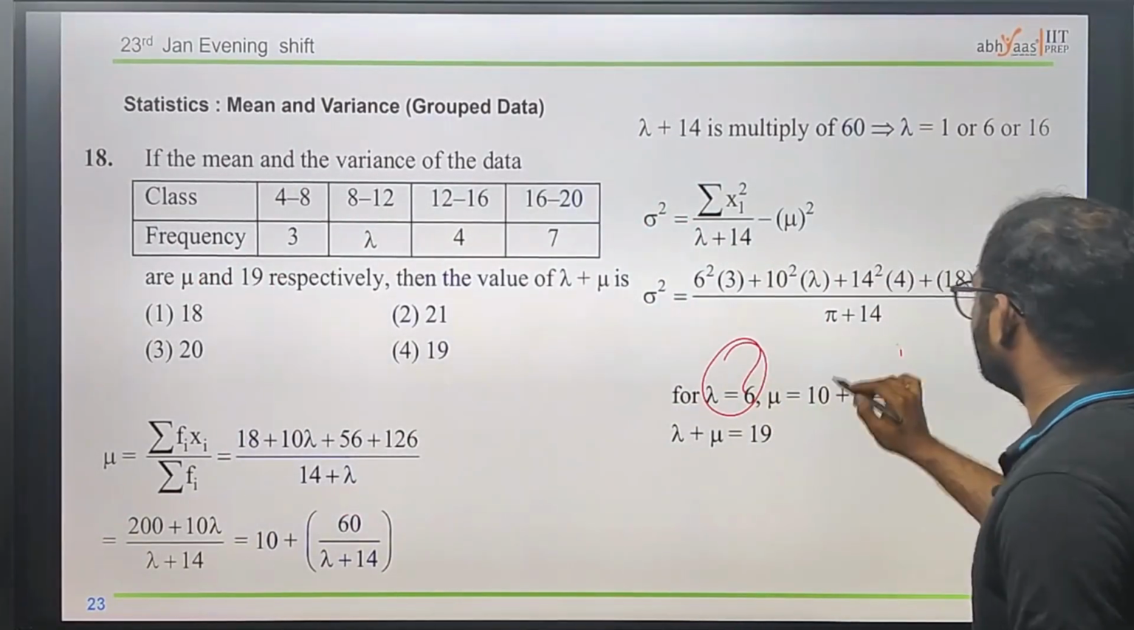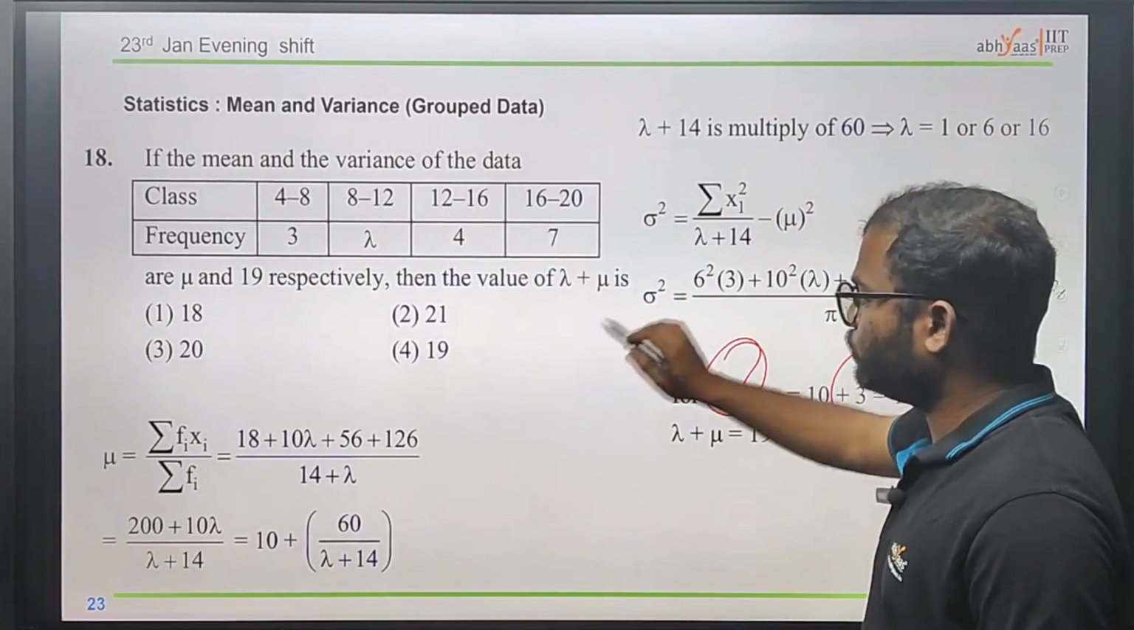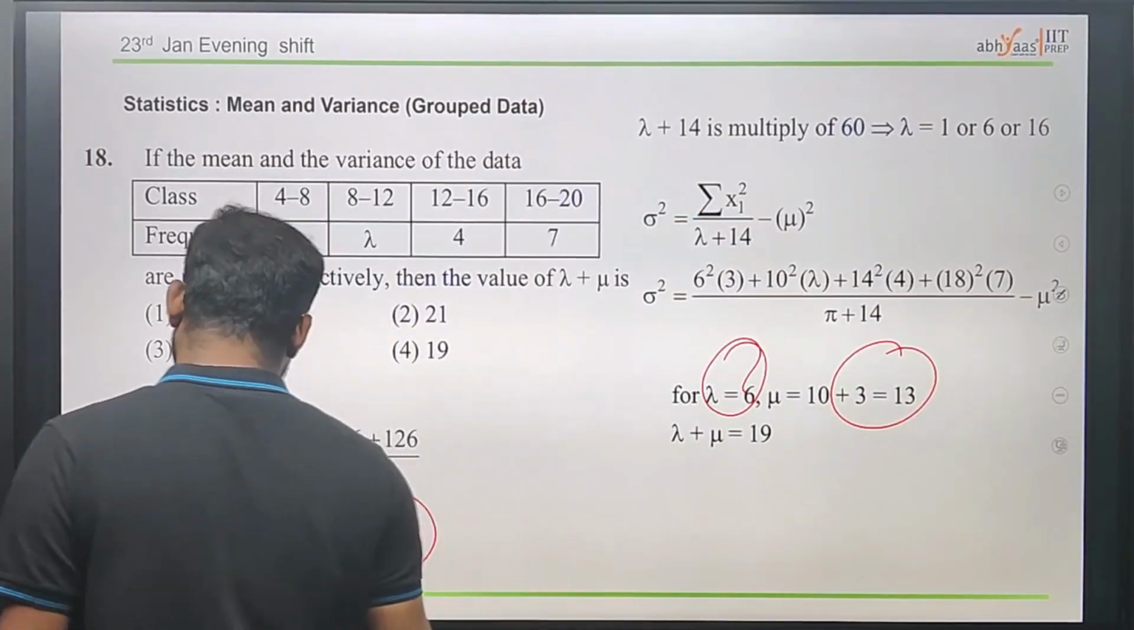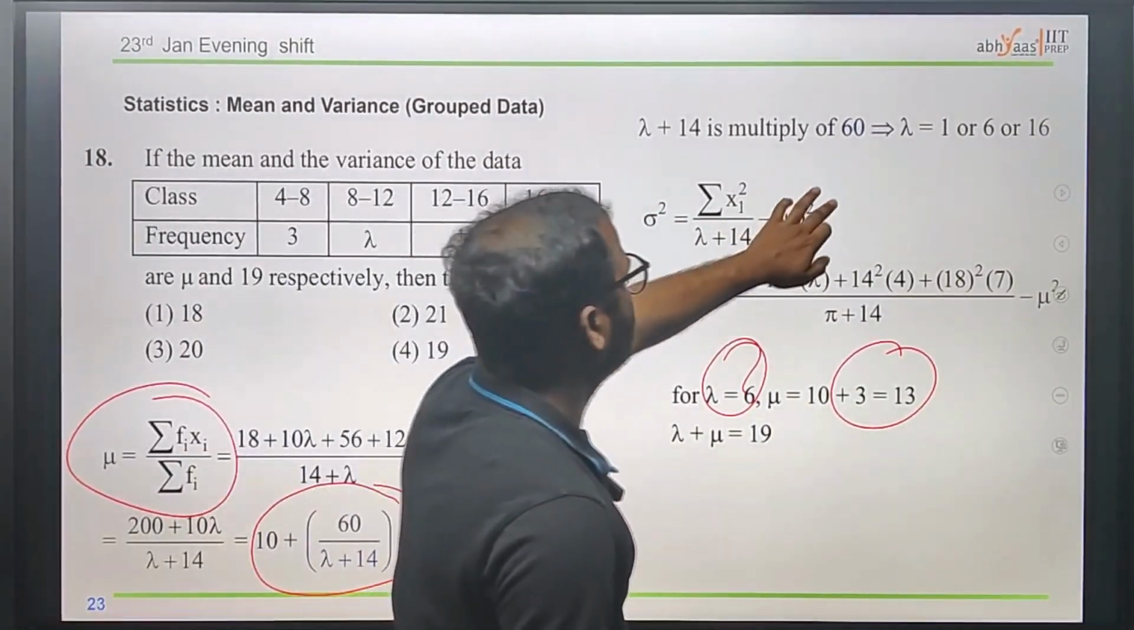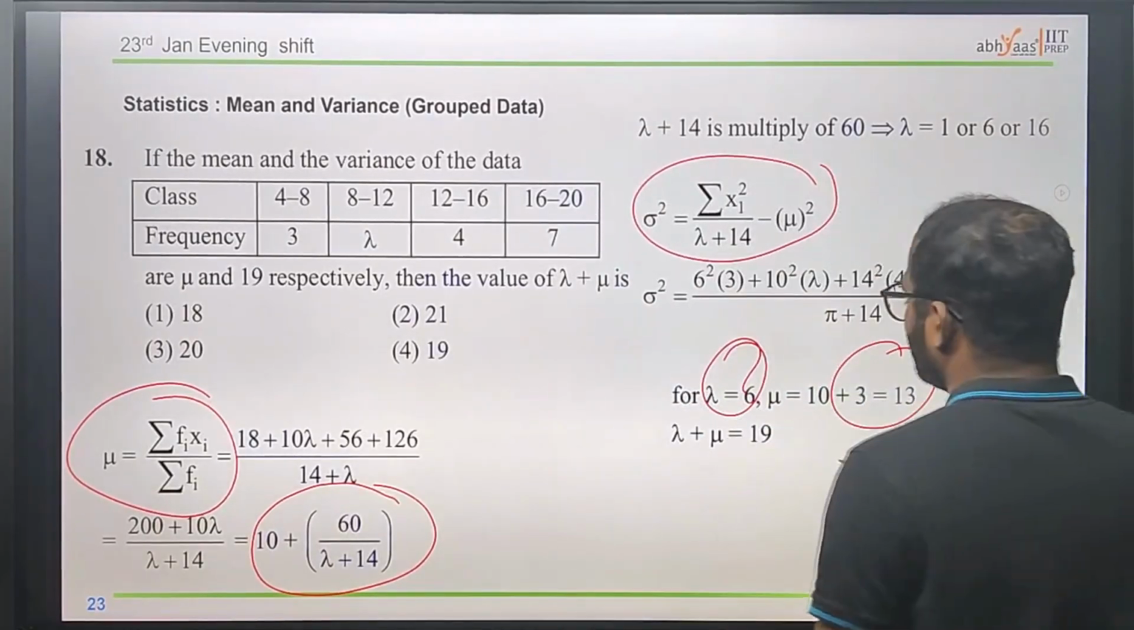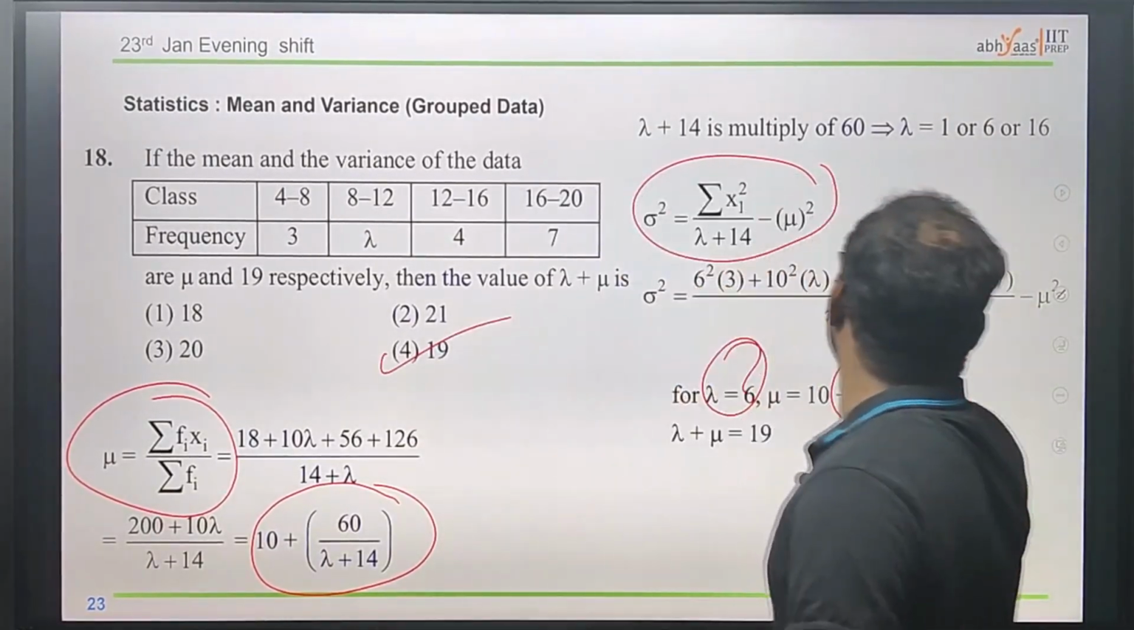Okay, this one and this one. Okay, so first you need to find this form expression here from the table, and then use the variance formula. Okay, that's how we got 19 as the answer.